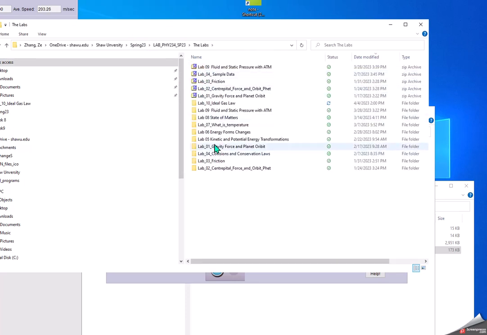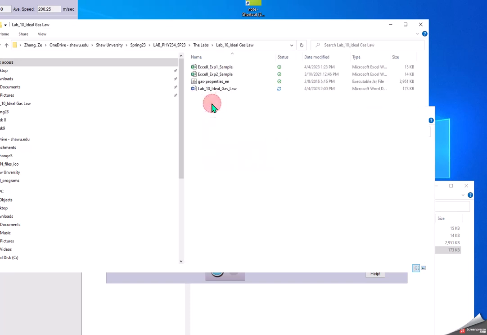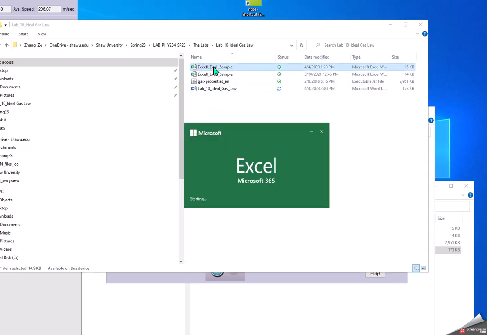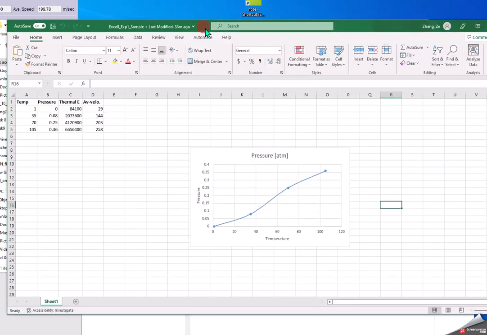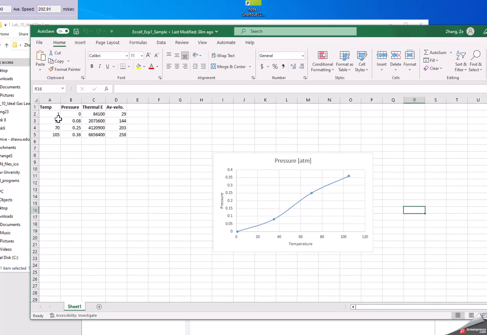So this folder will be uploaded online. Then, for example, I just give a few of these. So then you have pressure versus temperature. It's supposed to be a straight line like I plotted, because that's the ideal gas equation. And then for pressure versus thermal energy, you will plot this versus that.